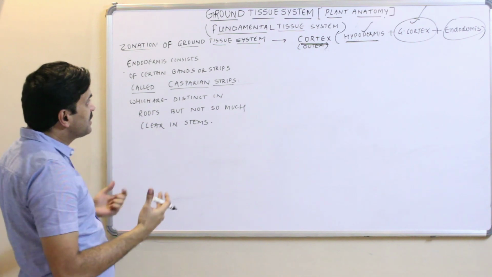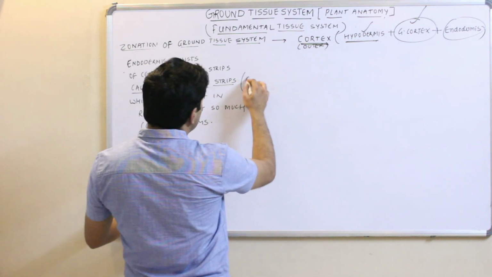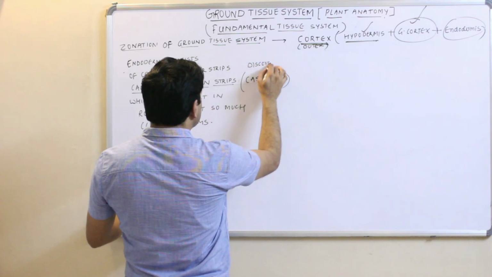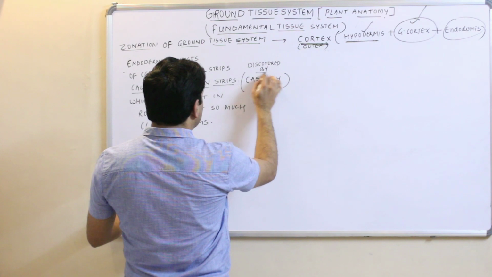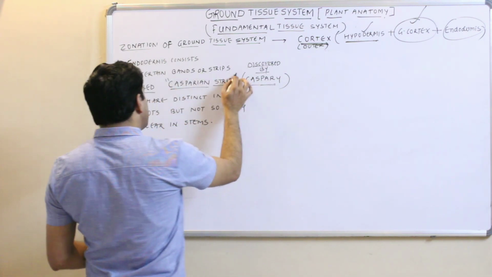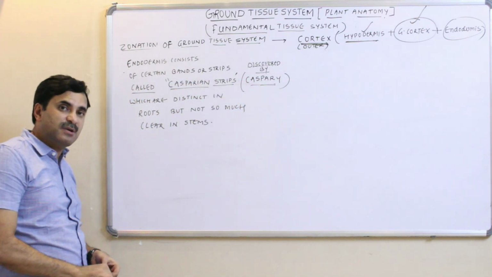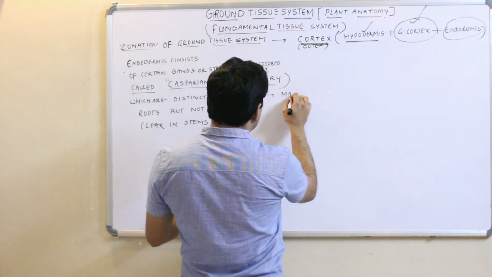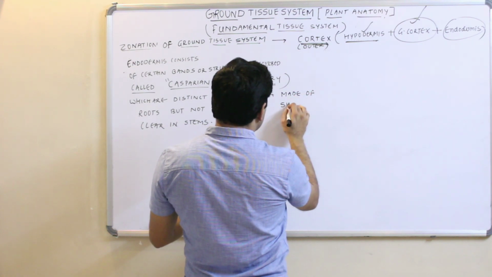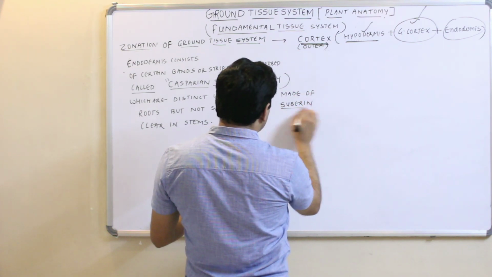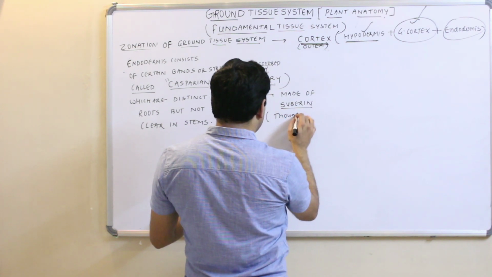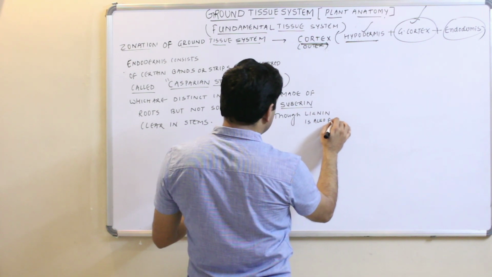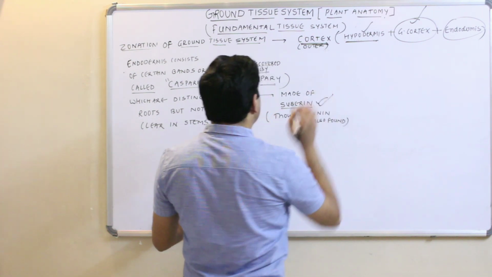Now the question arises: what are Casparian strips? Casparian strips were discovered by Caspary, and hence they are called Casparian strips. Now these Casparian strips are made of suberin, though lignin is also found, but chiefly they are made up of suberin.